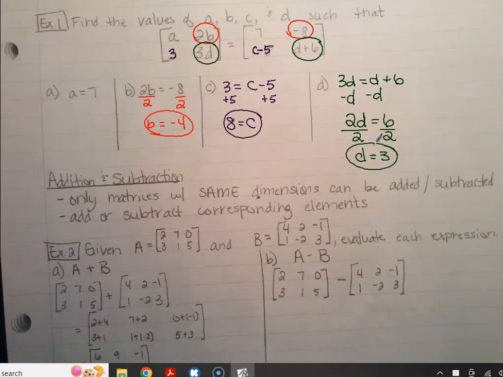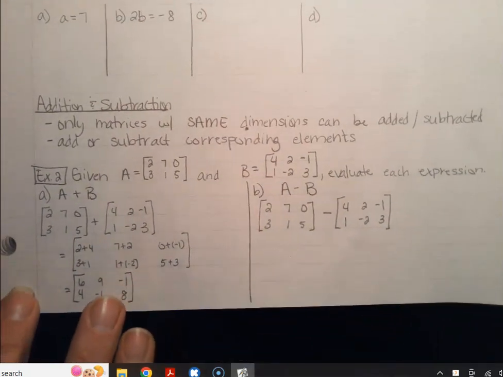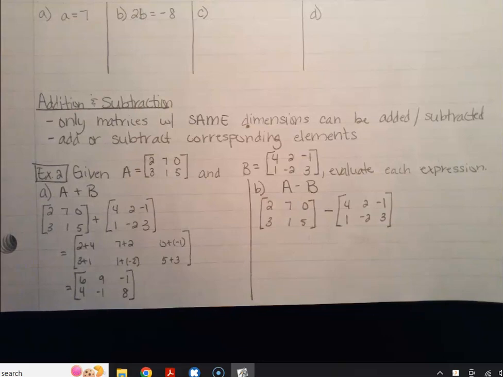Then we're going to look at addition and subtraction. Let me clear this and move it up so we get the whole page on there. Addition and subtraction: only matrices with the same dimensions can be added. They have to have the same dimensions. And to solve them, we add or subtract, whichever one we're doing, the corresponding elements. Just like we use that idea of corresponding elements to solve, that's how we're going to add and subtract. So I've started example 2.